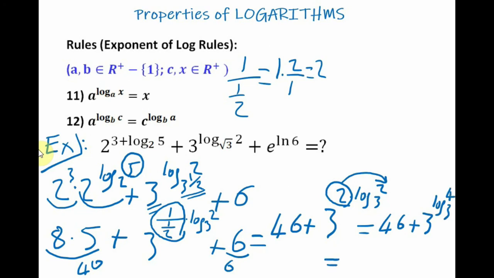And now this is going to be equal to 46 plus, and now the bases are the same, the base of the question and the base of the logarithm are the same, and that means we can write the result as 4, which is the number of the logarithm that we are trying to get. So the result is going to be equal to 46 plus 4, which is 50, guys.